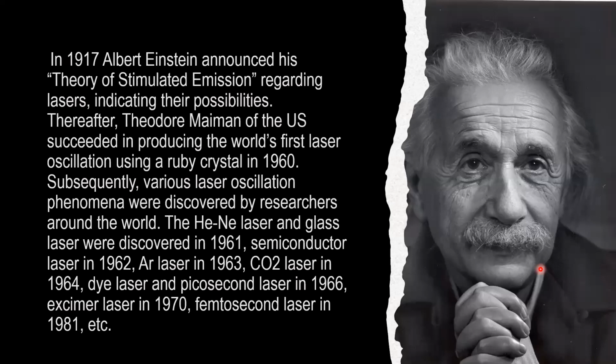In 1970, Albert Einstein announced his theory of stimulated emission regarding laser, indicating their possibilities. Thereafter, Theodore Maiman of the US succeeded in producing the world's first laser oscillator using a ruby crystal in 1960. Subsequently, various laser oscillator phenomena were discovered by researchers around the world.